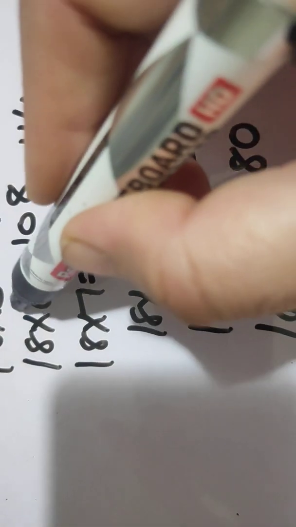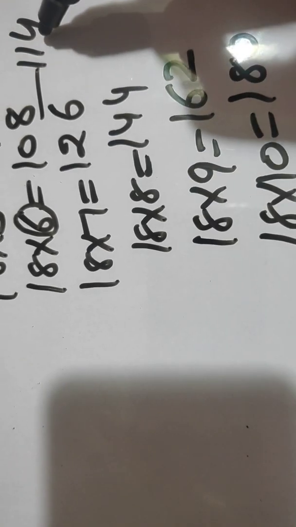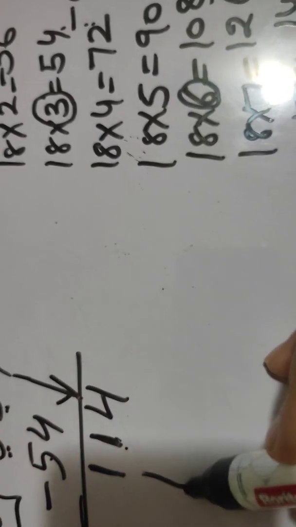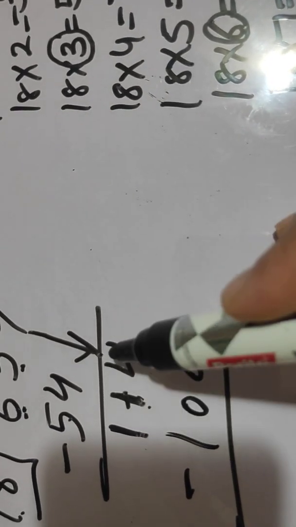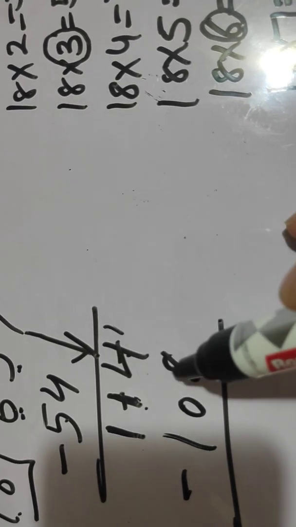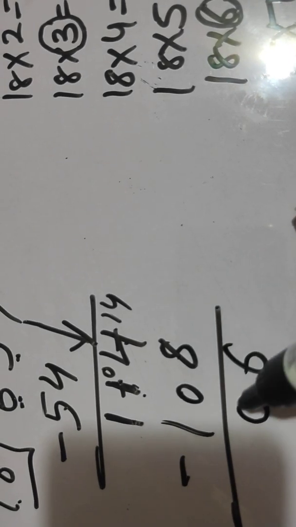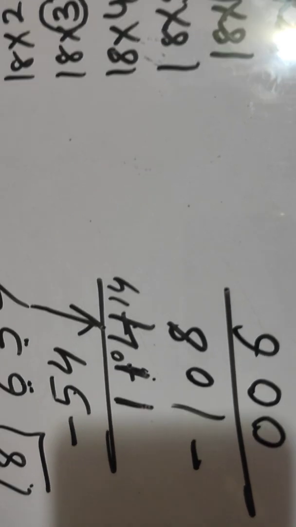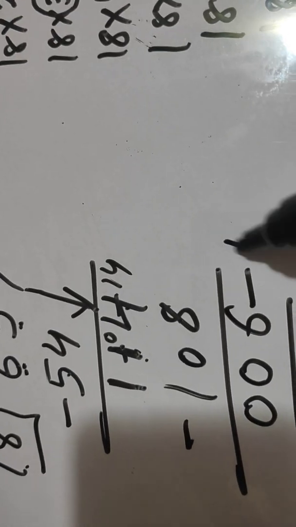So our table goes on 18 sixes because 18 sevens are 126, it is greater than 114. So 6 we will write here and 18 sixes are 108. We will write here 108 and subtract it. 4 is small, we will borrow from here, 14. 14 minus 8, it is 6. 0 minus 0, 0. 1 minus 1, 0.